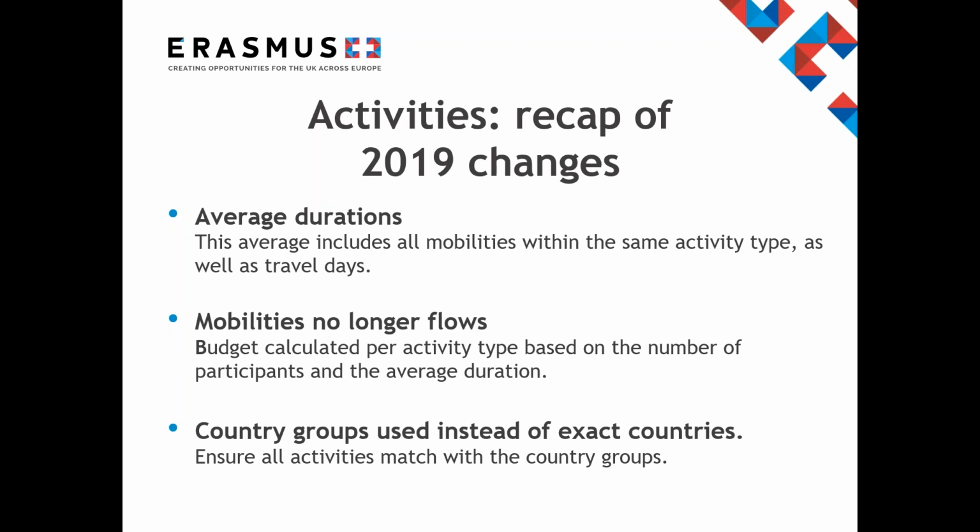Following on from this, mobilities are no longer organized in flows. At application stage, they were entered per activity type and country group within the activity, along with the average duration of all the flows to the same country group. The budget was calculated using these averages. In the application form, it was only necessary to indicate the group of countries the receiving country belongs to in the 2020 application form, rather than the exact country. There are 3 groups, and each group has different unit costs, which is how your budget was calculated.